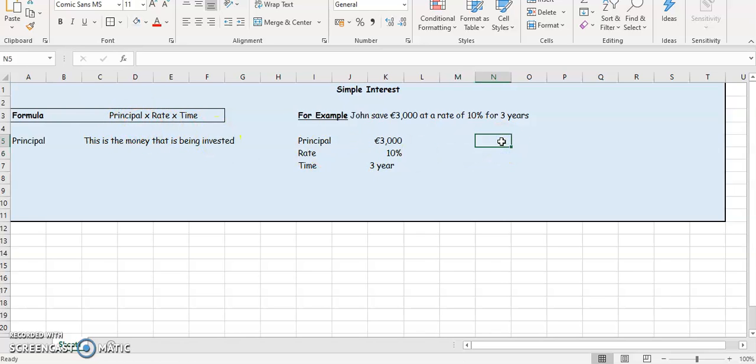So the formula is the principal multiplied by the rate, multiplied by time. And we've identified the principal is 3,000. We've identified the rate is 10%. And we've identified that the time is 3 years.